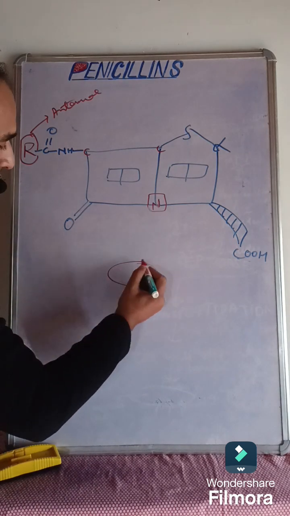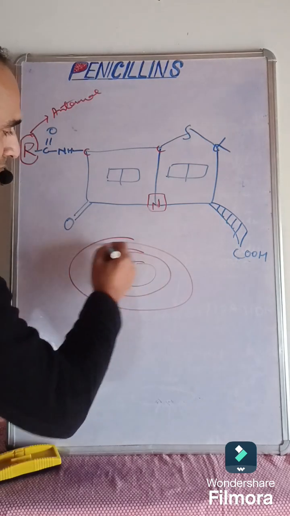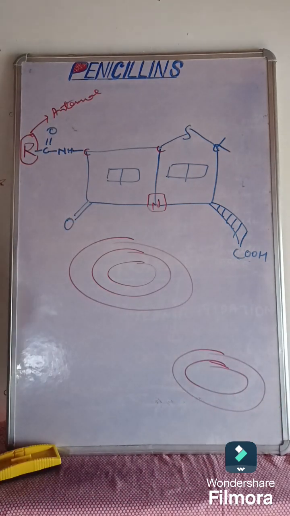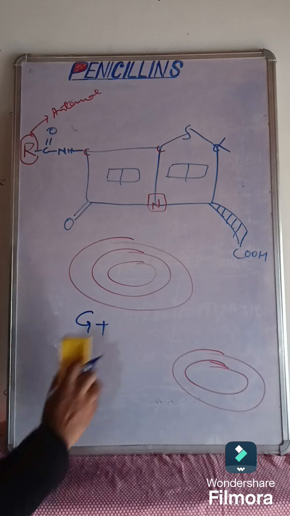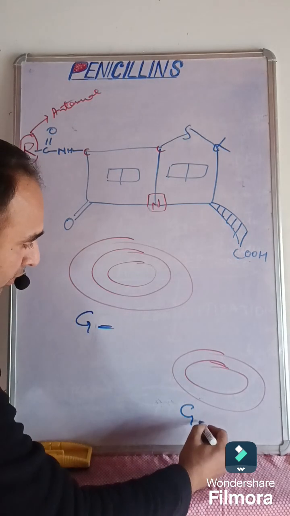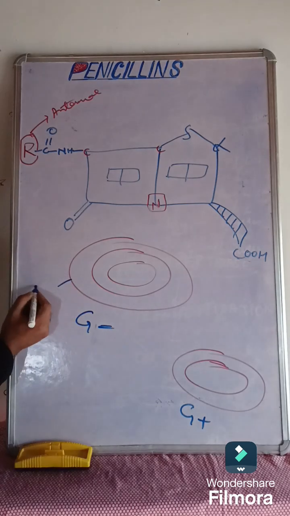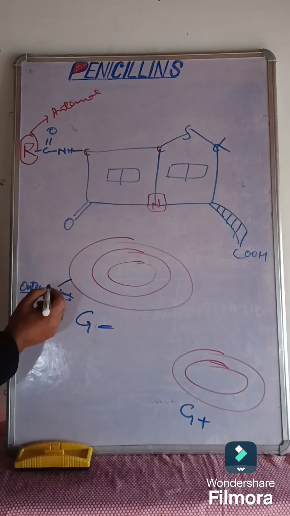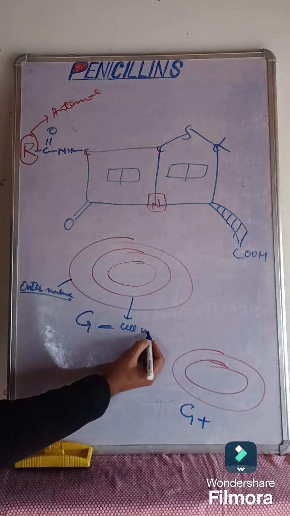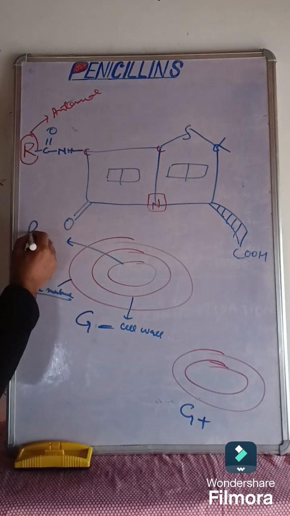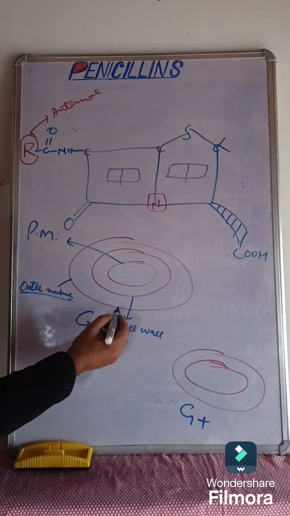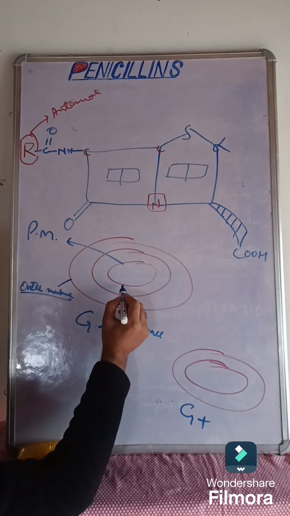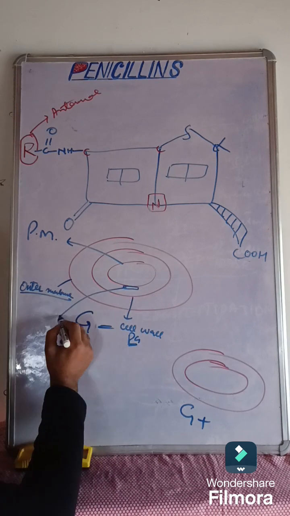For example, if this is the bacteria, this is the plasma membrane, this is the cell wall, and this is the outer membrane of gram negative. Gram positive, gram negative. This outer membrane is made up of phospholipid bilayer. This is the cell wall. This is the plasma membrane of bacteria. The cell wall is made up of peptidoglycan, and this transpeptidase enzyme is located here. This is the transpeptidase enzyme.